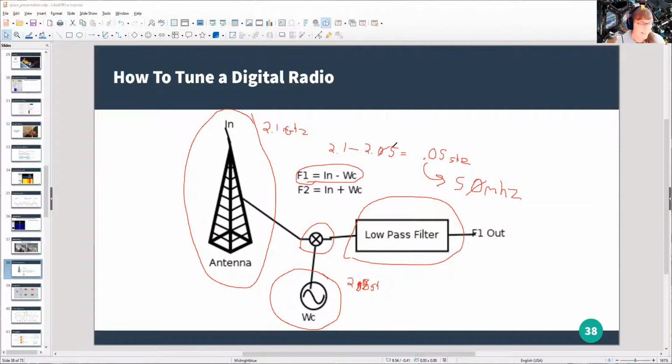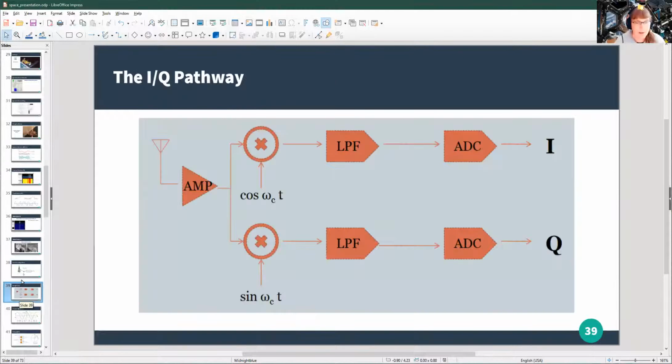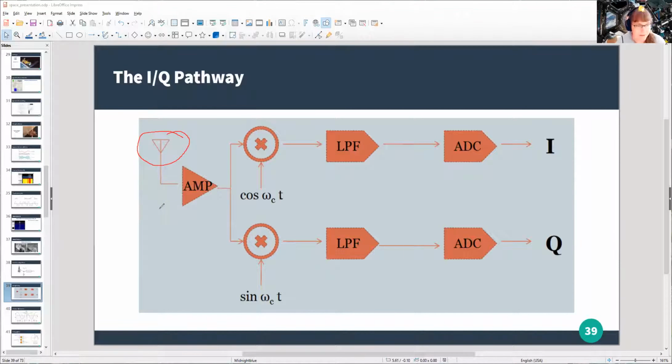Okay, so hang on. This will make a lot more sense. Now, of course, we're losing some of that data when we do that. However, if we use both a cosine and a sine wave, and save both outputs, we can recreate the original signal. So we do the same thing again, only twice. We take the data in from the antenna, and then we split it. One goes through a cosine wave, one through a sine wave.